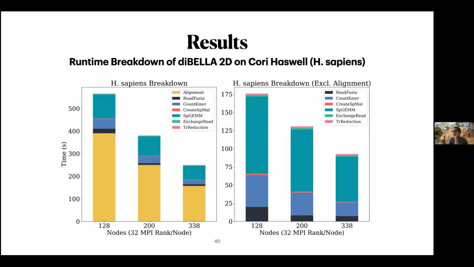So this is why we want to use GPUs for the alignment, and possibly hybrid CPU and GPU. Then if we look at the right part, we see that the sparse matrix multiplication in the K-mer counting, sorry, in the overlap detection, is the one that takes most of the time after removing the alignment part. So that's also the reason why we would like to have a GPU implementation. And finally, we can see that the transitive reduction takes very little time.